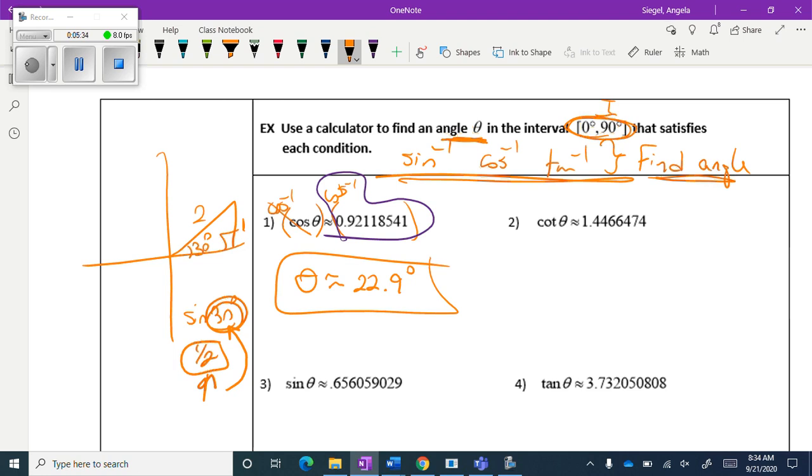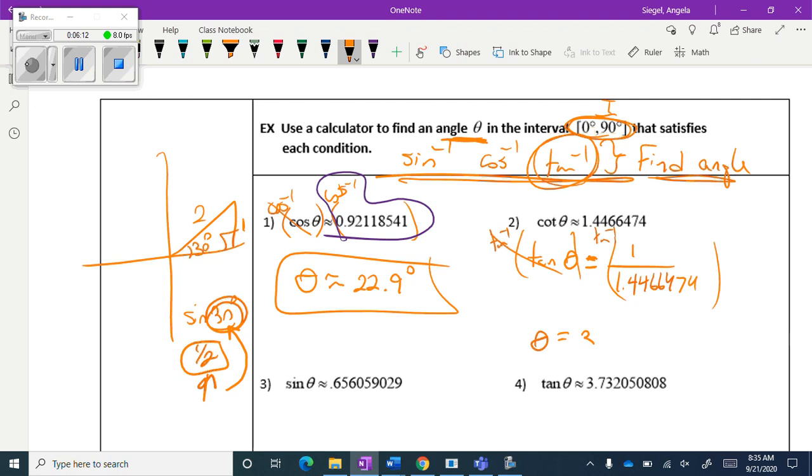Okay, this one is a tricky one because it's not tangent, it's cotangent. So we are still going to have to use that tangent inverse, but we have to rewrite it first. I'm going to say the tangent of theta is equal to 1 over what they gave us, 1.4466474. Then I'm going to do the same thing, multiplying by the tangent inverse on both sides to cancel that out. And I get theta equals, and it should be about 34.7 degrees.